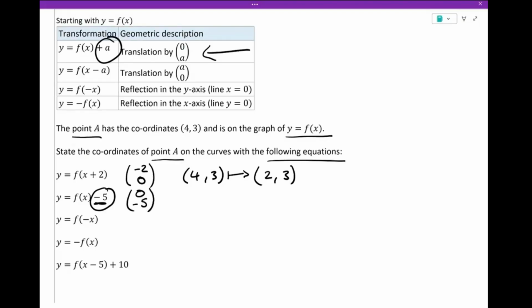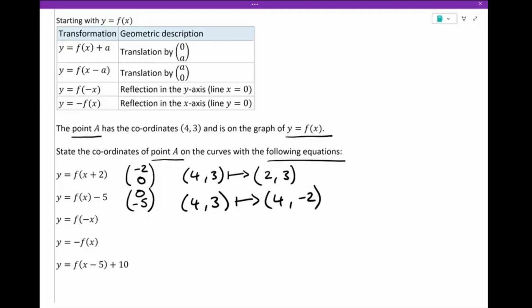So we've got my vector, which is saying that the x-coordinate won't change, because it's 0 for the horizontal component. And then for my vertical component, we have a -5, which means the y-coordinate is going to decrease by 5. We're going to have to subtract 5 off it. So if we're starting with the point 4, 3, which we're doing for every question here, we are going to keep the x-coordinate the same as 4, and then we're going to subtract 5 off of 3, which is going to give me -2 as my final y-coordinate.